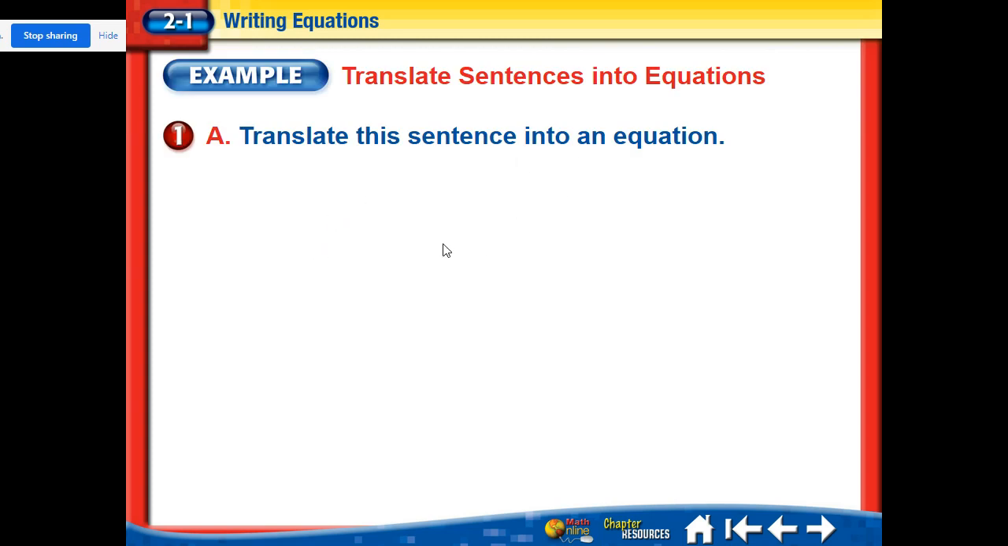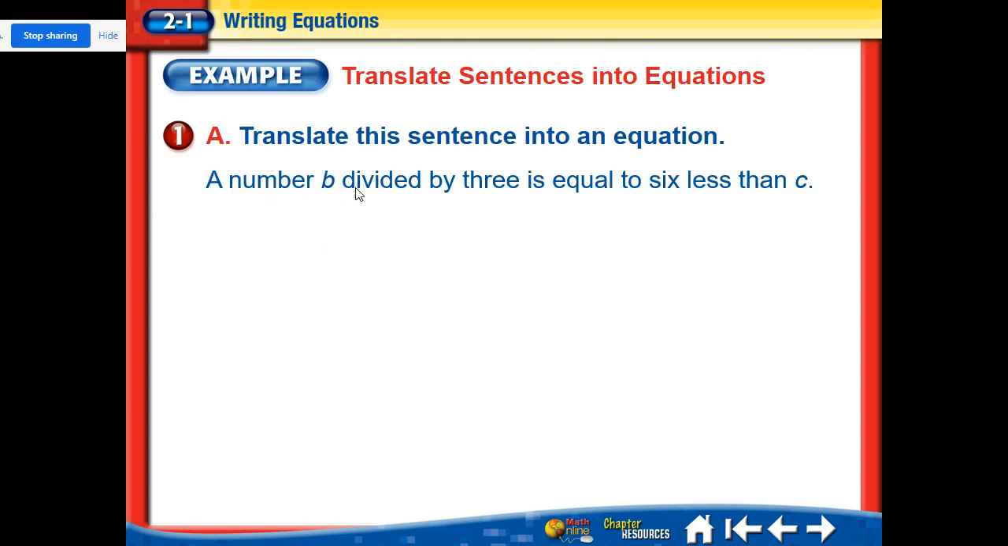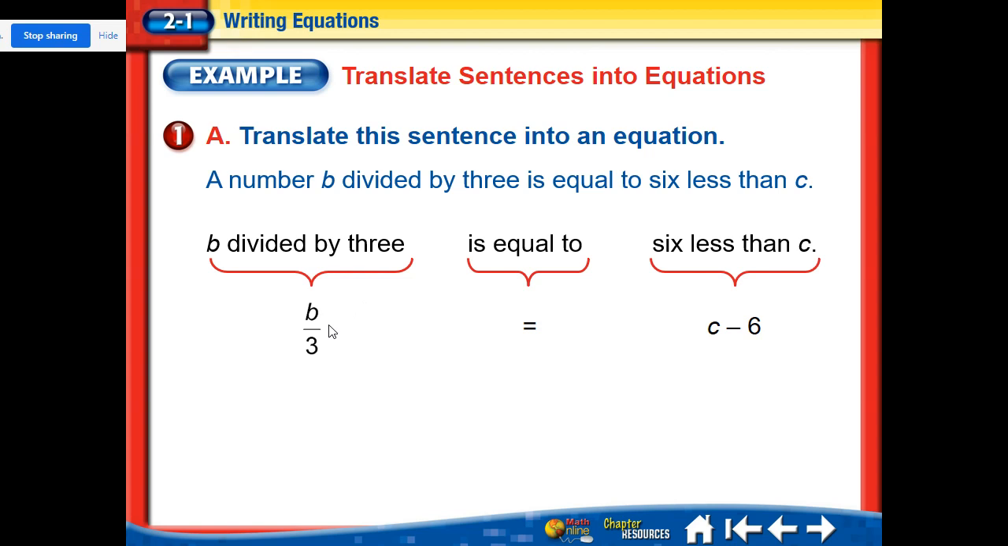So translate this sentence into an equation. A number b divided by 3 is equal to 6 less than c. All right, so we're breaking it down. B divided by 3. So we have b divided by 3 is equal to 6 less than c. So b divided by 3, that's just b with a division sign and a 3. Whether you want to write it as a fraction, or with a divide sign and a 3, that would have been okay.